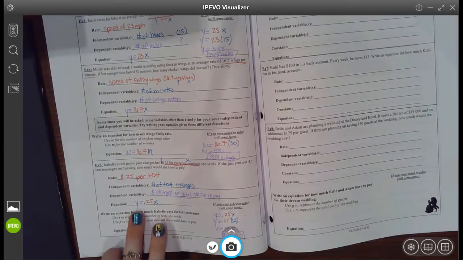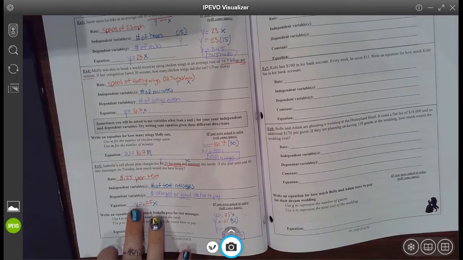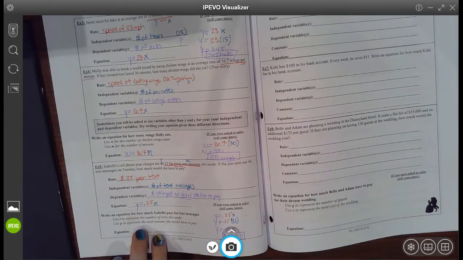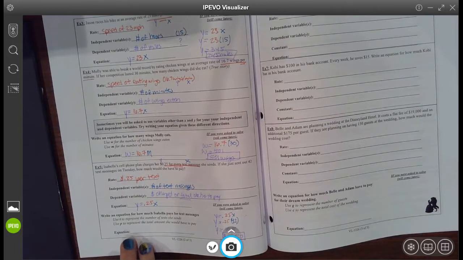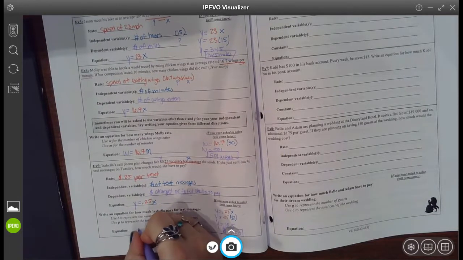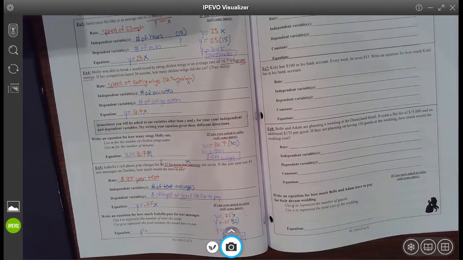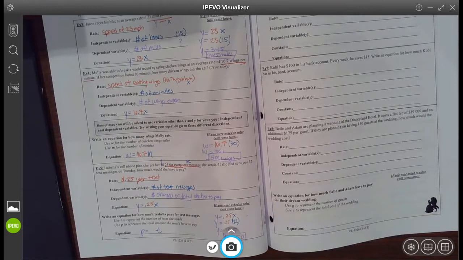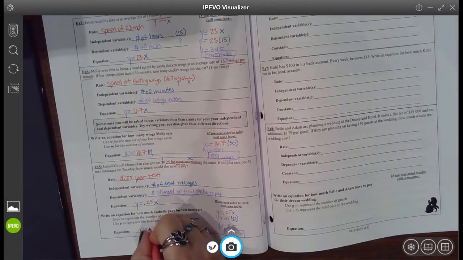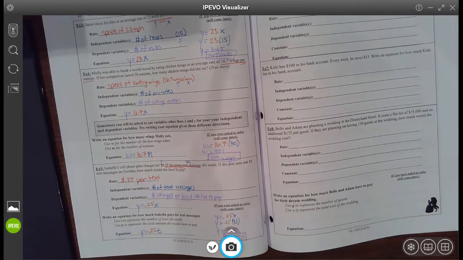Now remember, if they don't specify what to use, you should use Y and X. If they do specify what to use, then use those variables. So they said use T to represent the number of texts and P to represent the total amount she would have to pay. So we said the total amount she has to pay was like your Y. That depends upon how many texts you actually send. And then you multiply that with how much it is per text. Okay, and there you go.